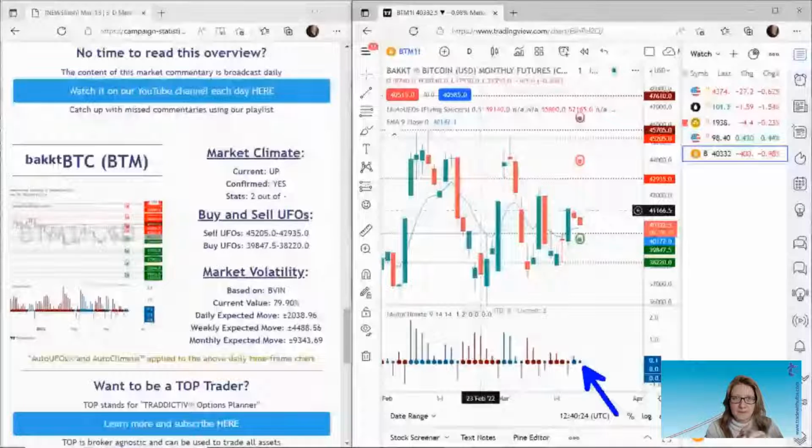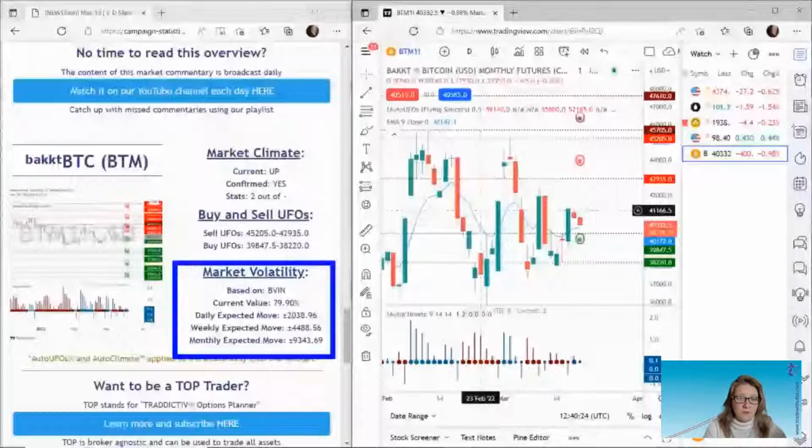Now with Bitcoin, we have buyers close by between 39,847.5 to 38,220. If price were to come down and hit the buyers, we'd expect them to be pushed up. For the time being, though, nothing to be called. We have sellers up here, so a little way before we get to the sellers, between 45,205 to 42,935.